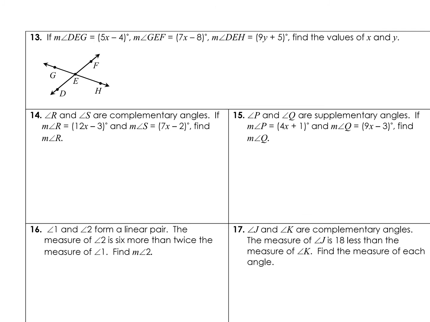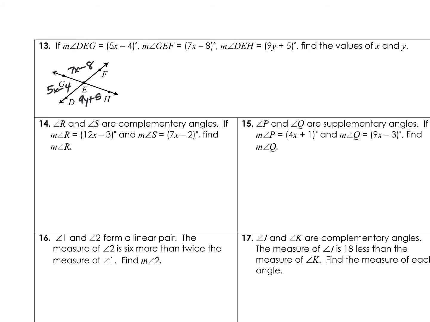If the measure of angle DEG is 5x minus 4, and the measure of angle GEF is 7x minus 8, and the measure of angle DEH is 9y plus 5, find the values of x and y. All right, so I think we should solve for x first. And then once we know what angle GEF is, since it's vertical to DEH, we can set angle DEH equal to the measure of angle GEF. So here we go.